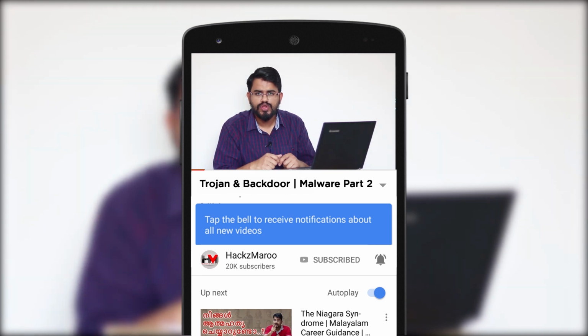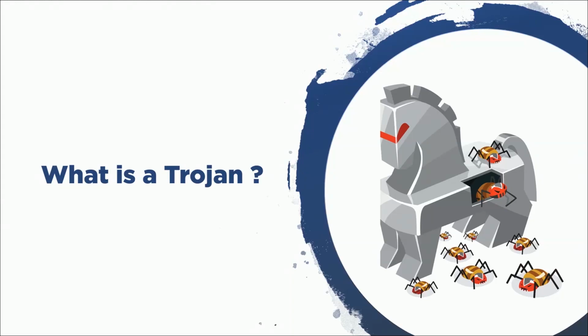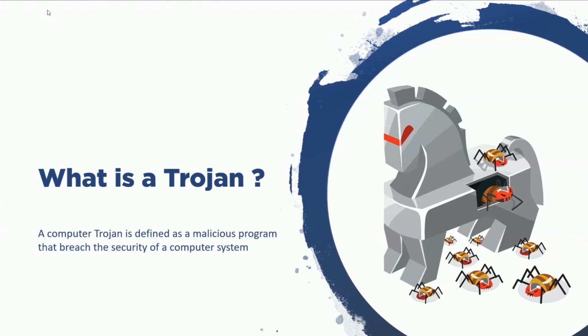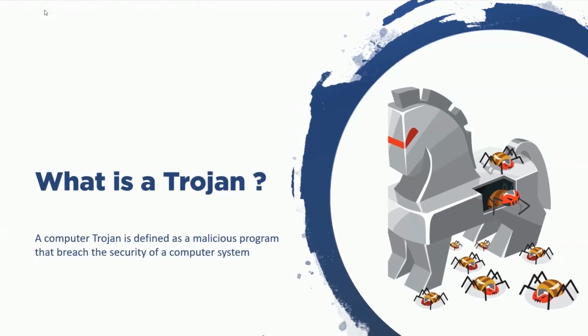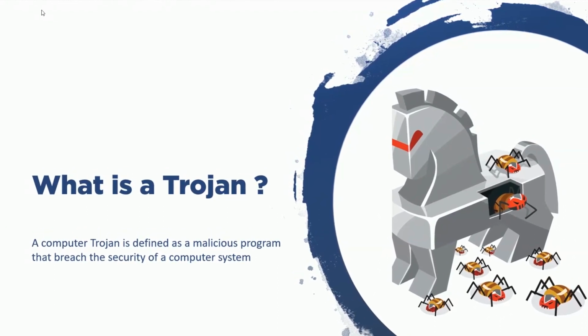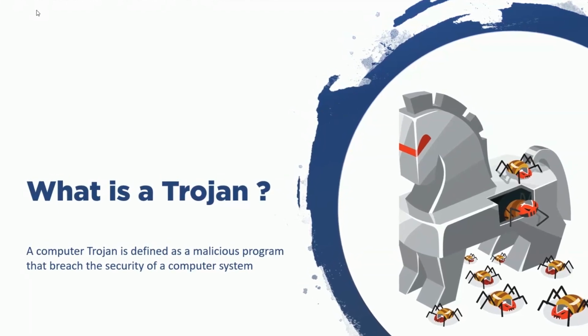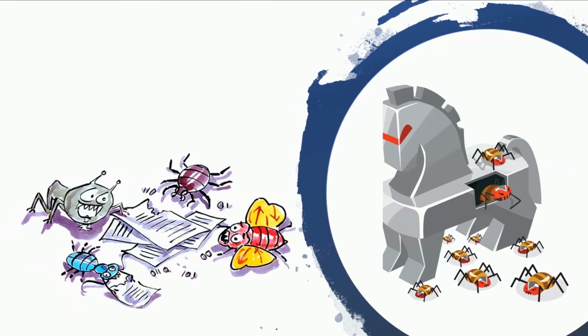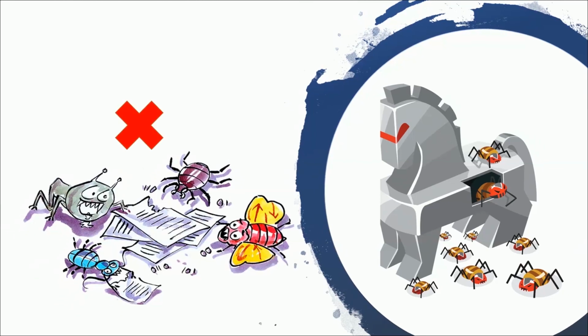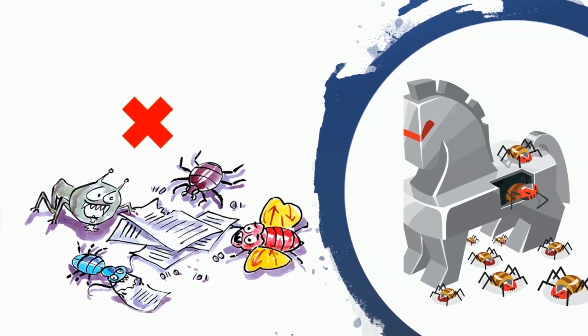So what is a Trojan? A computer Trojan is defined as a malicious program that breaches the security of a computer system. Trojans will hide within seemingly harmless programs or will try to trick you into installing them. Trojans do not replicate by infecting other files or computers. Instead, they just survive by going unnoticed.